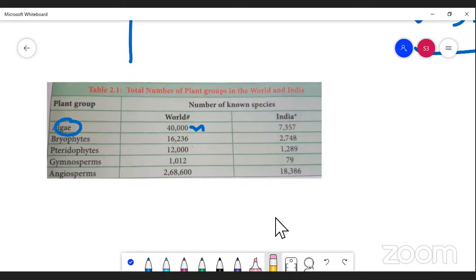Next one, bryophytes. How many in the world? 16,236 species are there in the world. But in India, 2,748 species are there. Next one, pteridophytes. That number in the world is around 12,000 species. But in India it includes 1,289 species are there.